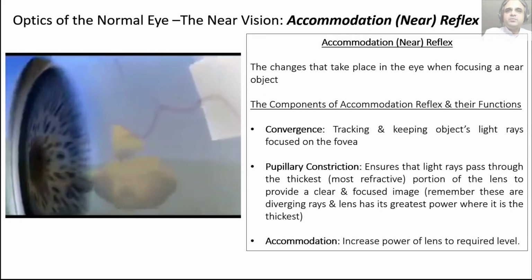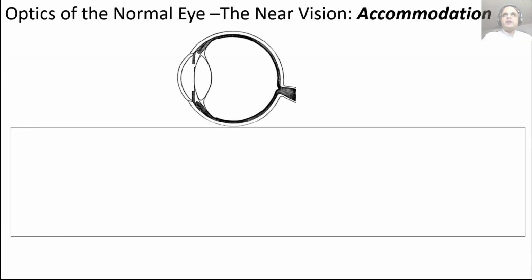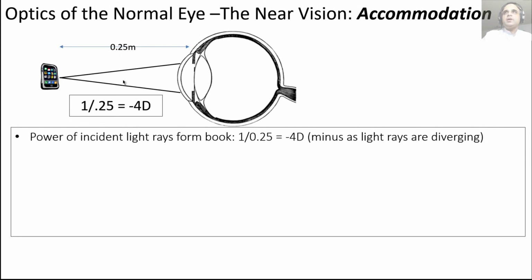Okay, so that is what the accommodation or near reflex is, of which the most important bit is accommodation, increasing the power of the lens. Why do we need to increase the power of the lens? Because the light rays coming from near are divergent. So, for example, you have light rays coming from your cell phone that is lying at 0.25 meters.